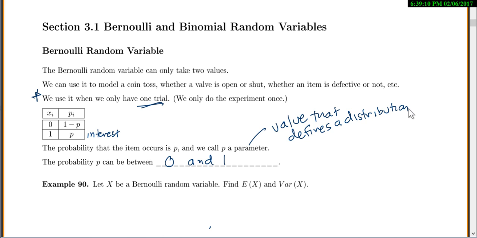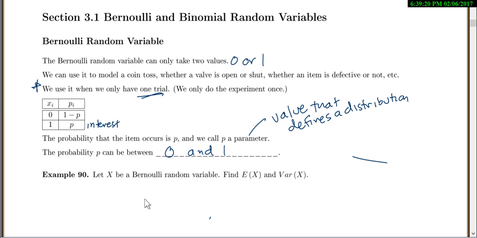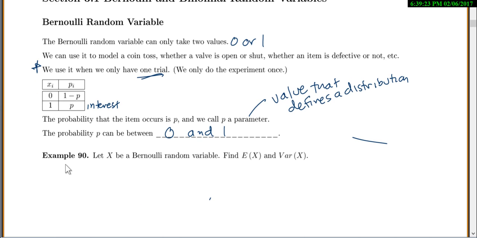Okay. And as far as we're taking notes, the Bernoulli random variable can only take two values, which is always 0 or 1. Those are the only two things a Bernoulli random variable can do. So in our first example, which really isn't an example, it's kind of a proof, we'll let x be a Bernoulli random variable, and we'll find the expected value and variance.